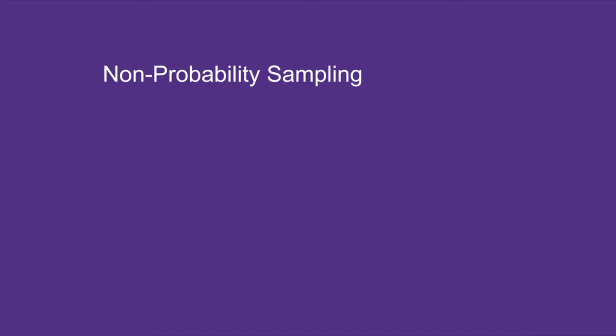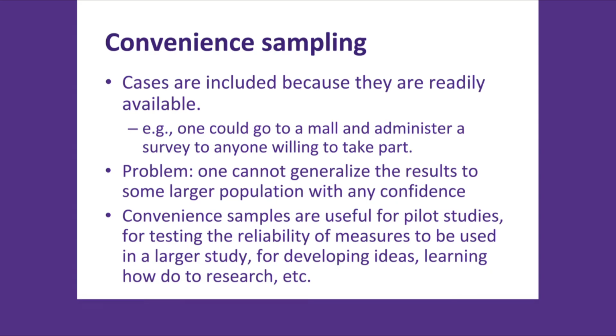So let's move on to non-probability sampling. And this is, of course, popular with qualitative research. First, we'll look at convenient sampling, and this occurs when you're looking at cases that are included because they are readily available.